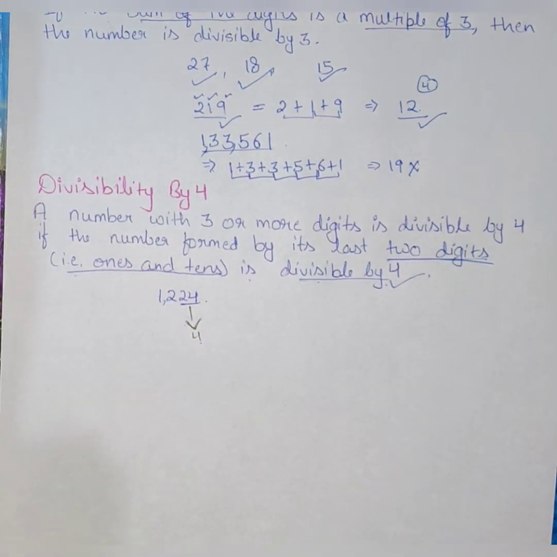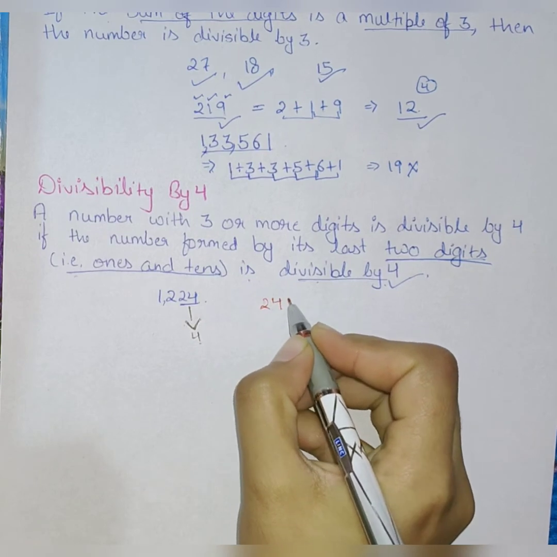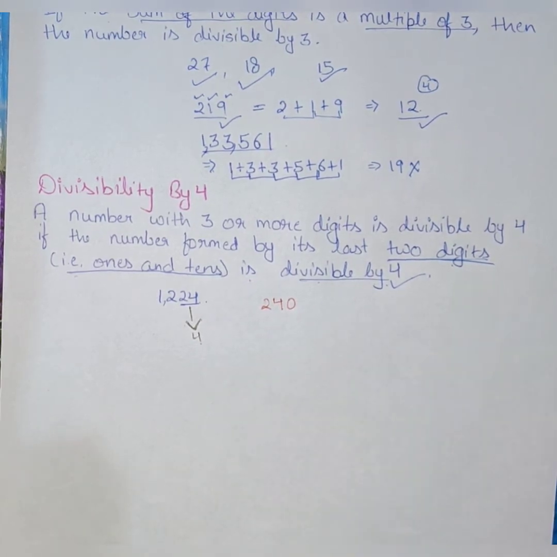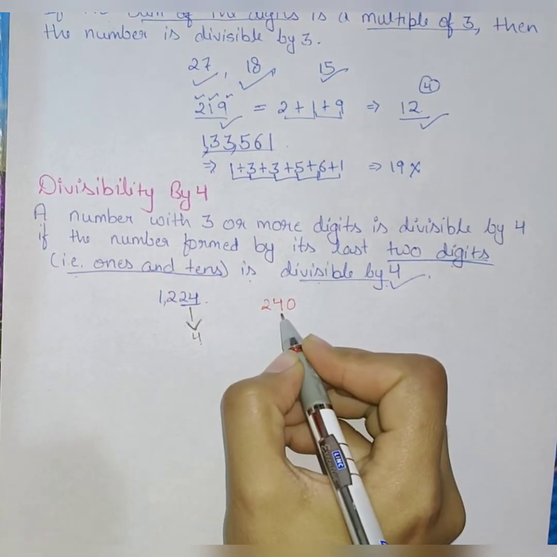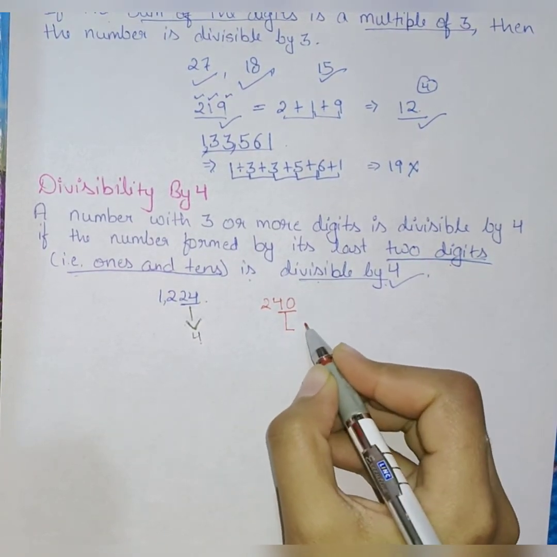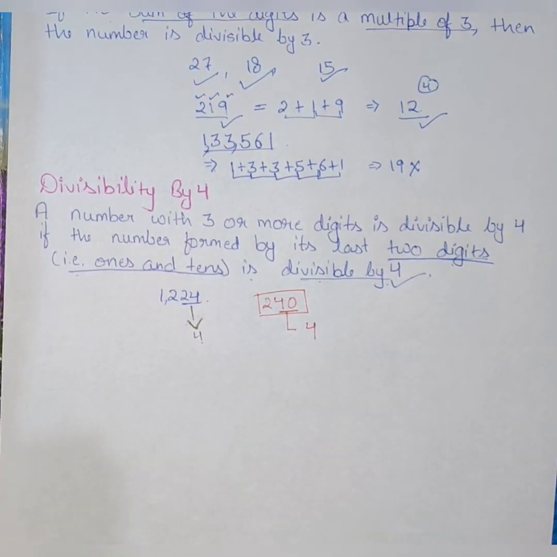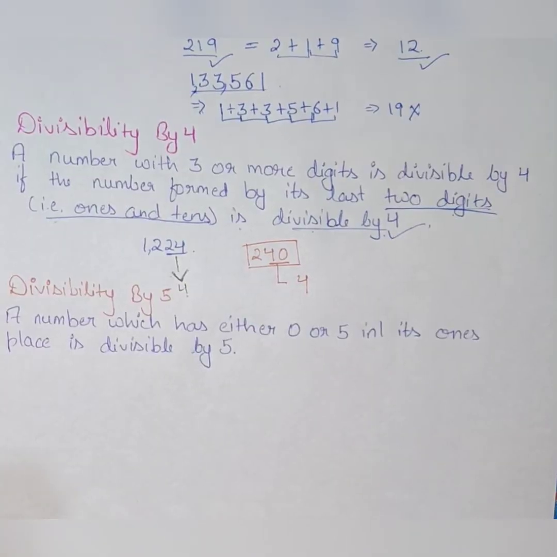Let's take one more example. Suppose you have the number 240. According to our divisibility rule, the last two digits are 4 and 0, that is 40, and 40 is divisible by 4. So 240 is also divisible by 4.